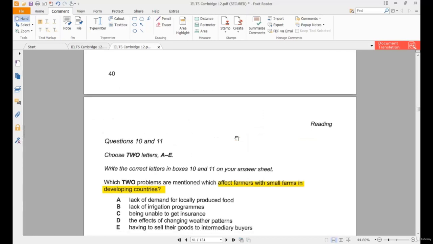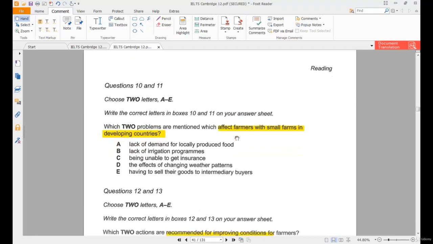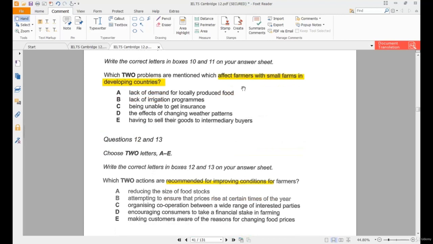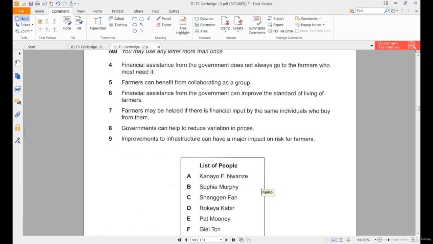Even though I'm not going to do this one first, I'm still going to highlight the key words: farmers in developing countries, and recommended for improving conditions of farmers. Again, I'm not going to do it first, but I'm underlining the key words so that when I'm doing the matching question, it's going to be easier for me to recognize where the information for these other questions is located. Again, this is a strategy that helps you save time and be efficient.